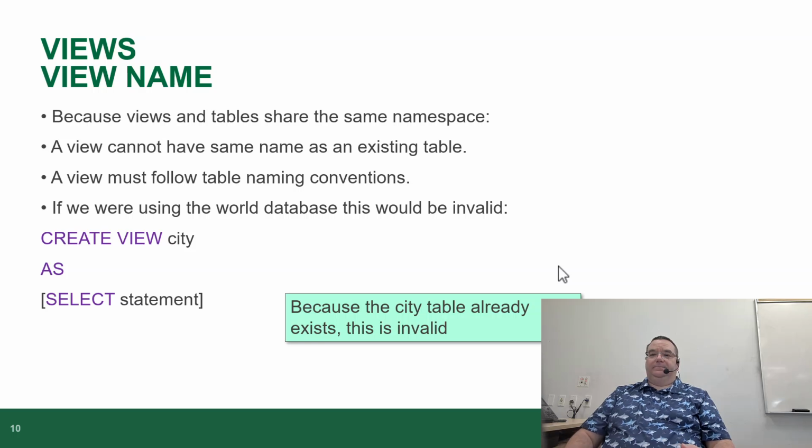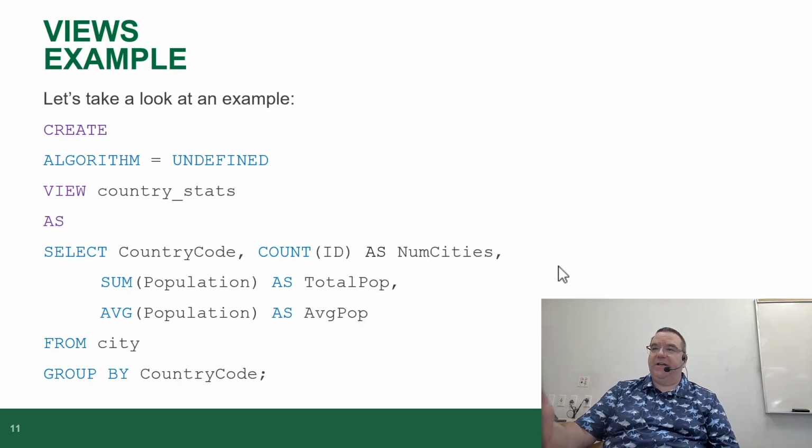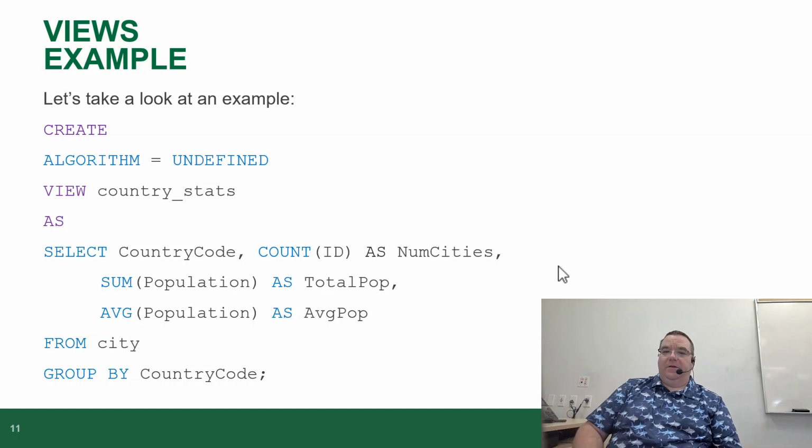A view has to follow table naming conventions, depending what conventions you happen to be using. For example, in the world database, create view city would not be allowed because there's already a table called city, which you guys witnessed me do by accident.